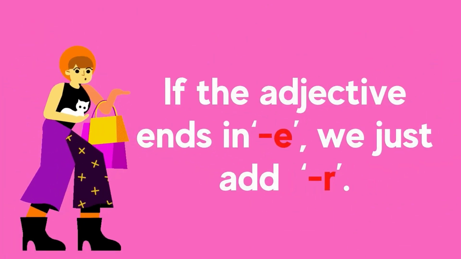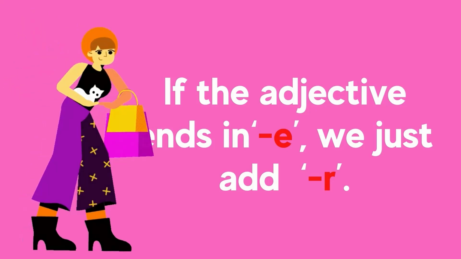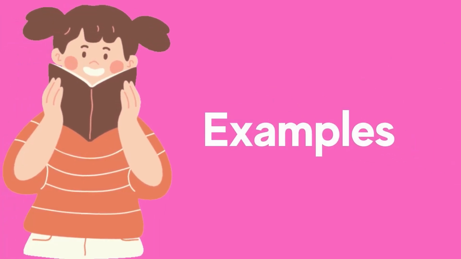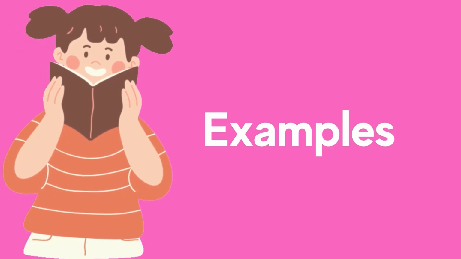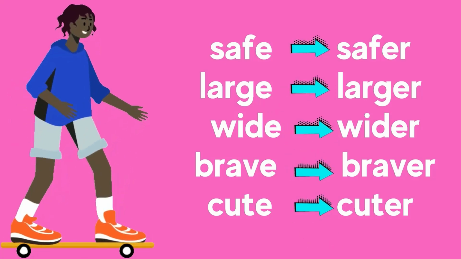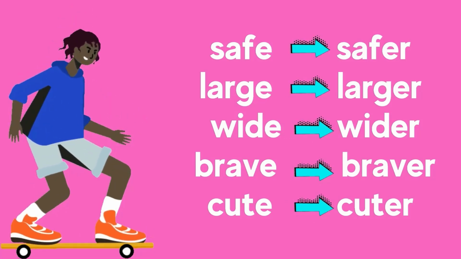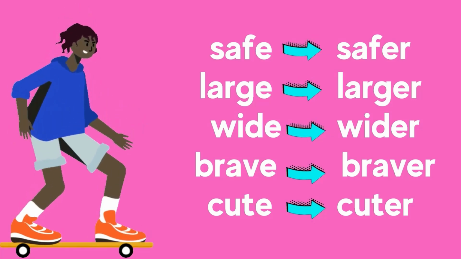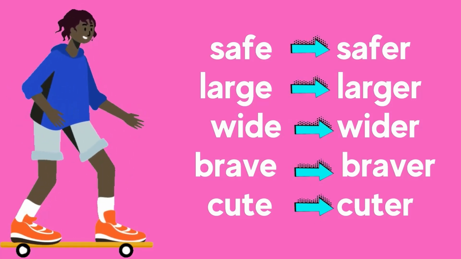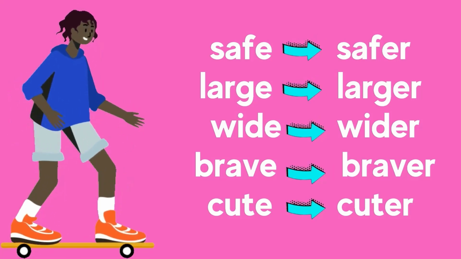If the adjective ends in e, we just add r. Let us look at a few examples. Safe, safer, large, larger, wide, wider, brave, braver, cute, cuter. As you can see, we only add r to these adjectives.